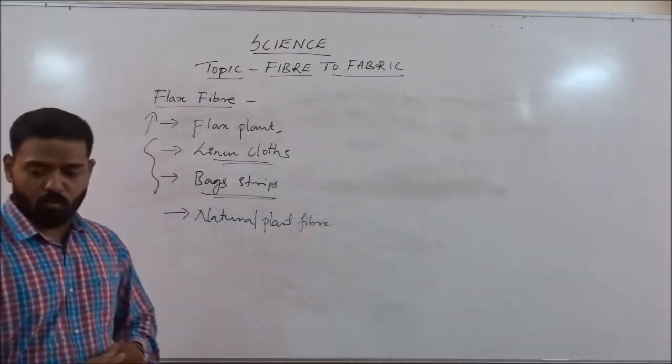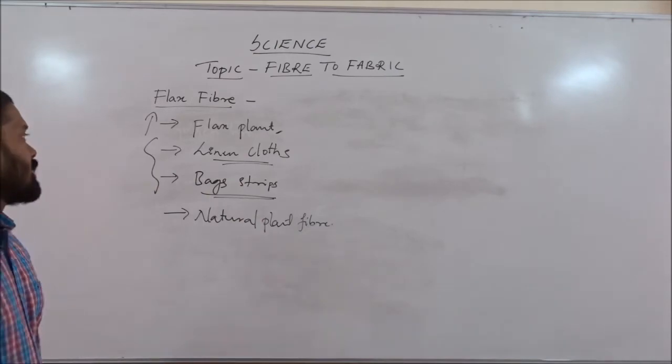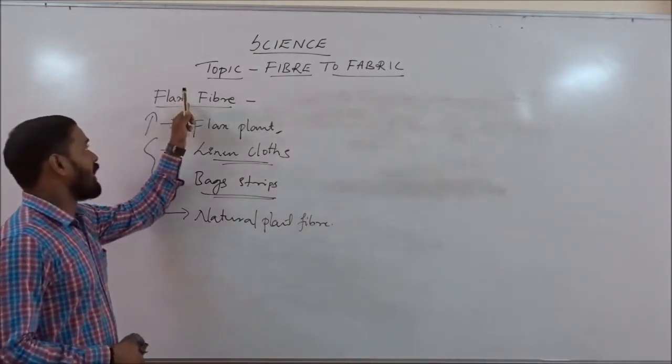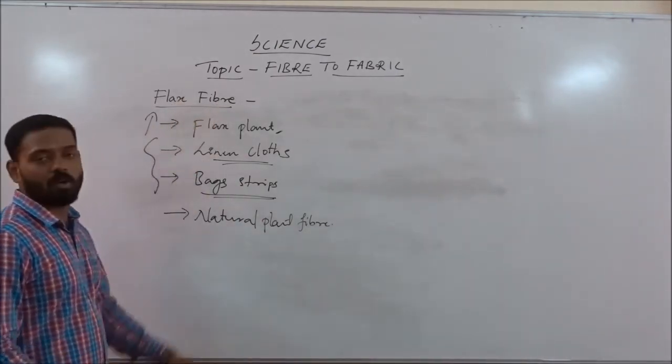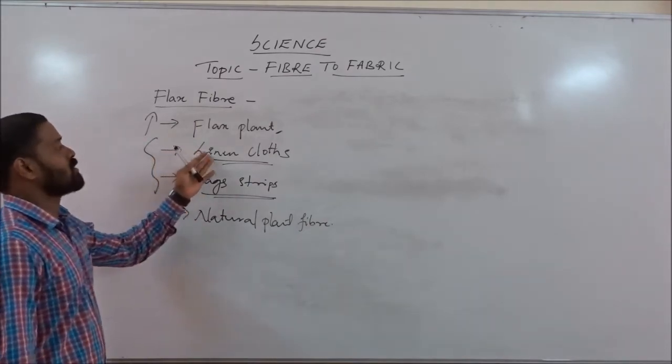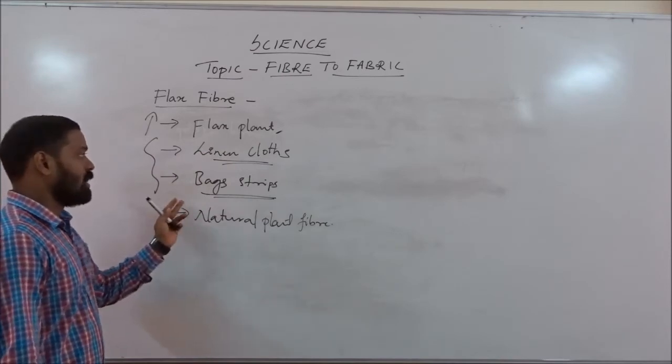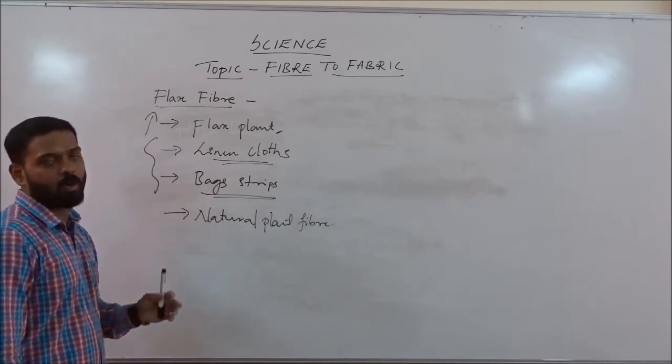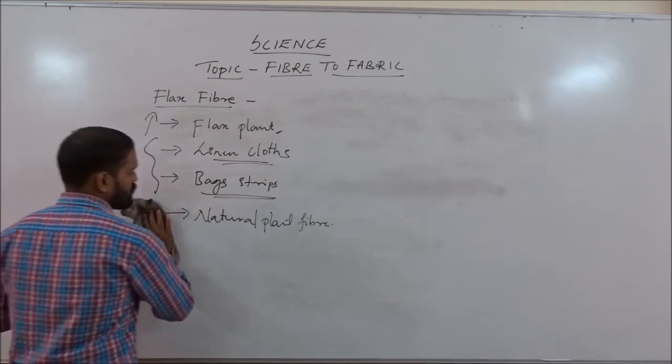So we are going to discuss that next. Hope you will understand. Flax fiber is also known as a natural plant fiber, and it is useful for manufacturing linen cloths. And second, bag strips. The bag strips are made by flax fibers.